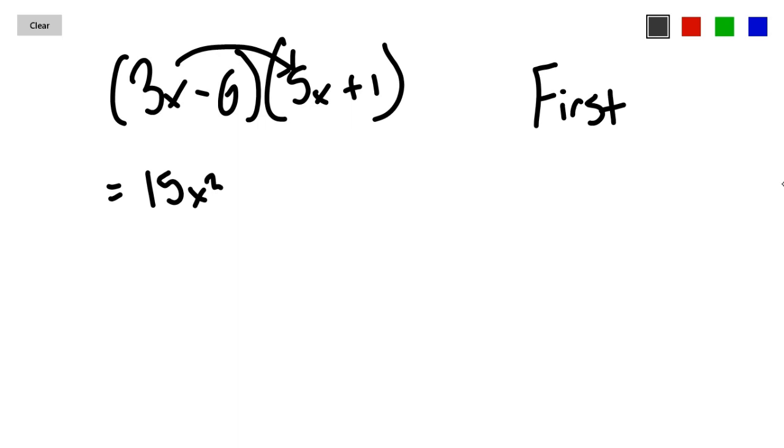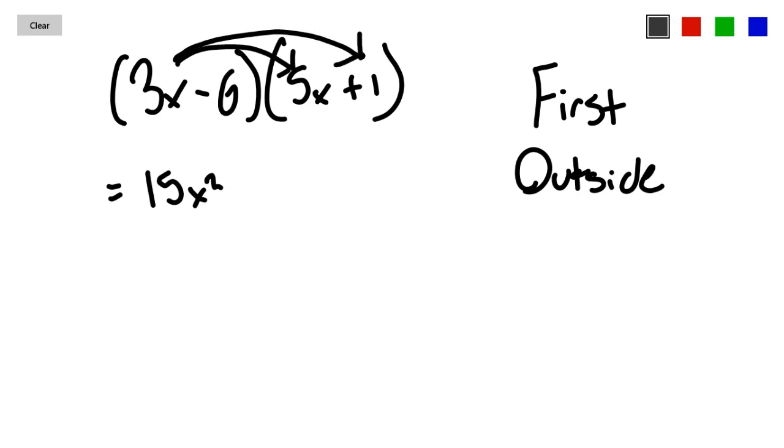And then we move on to the O in the FOIL acronym, which stands for outside. And this refers to the product of the two outside numbers in each binomial. So the two outermost numbers here are the 3x and the 1. So then we multiply these together. So 3x times 1 gives me just 3x.